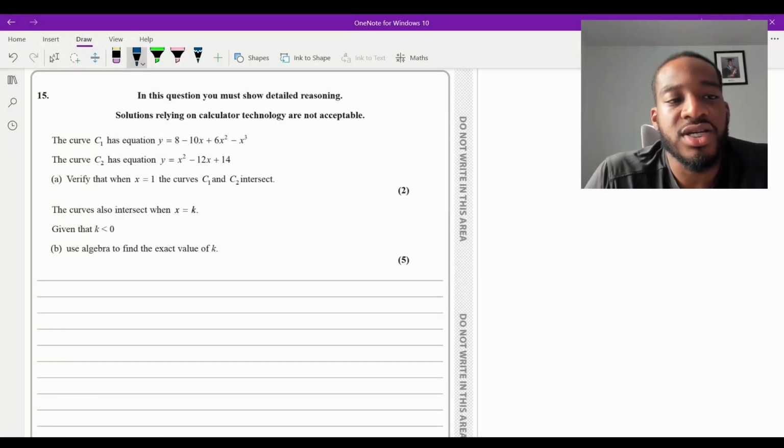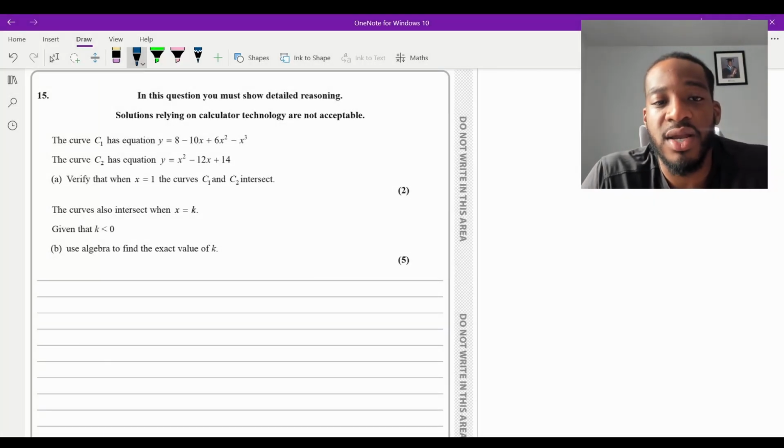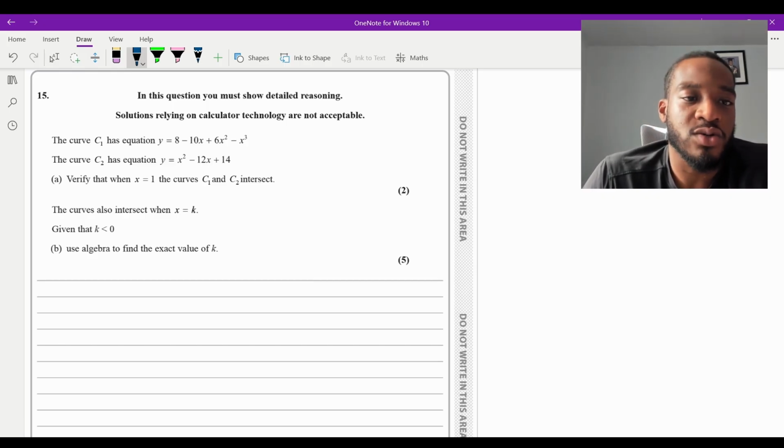Okay, so question 15 says the curve C1 has equation y equals 8 minus 10x plus 6x squared minus x cubed. The curve C2 has equation y equals x squared minus 12x plus 14. Part A says verify that when x is equal to 1, the curves C1 and C2 intersect, for 2 marks.